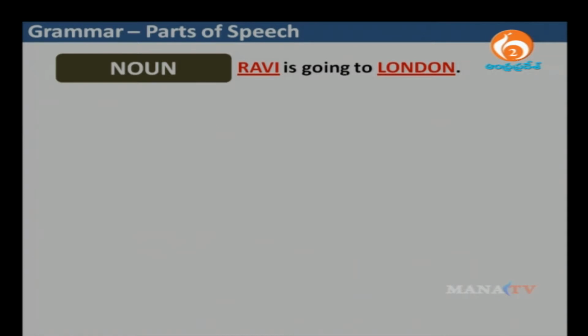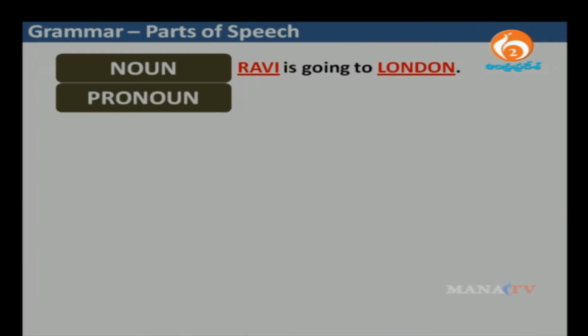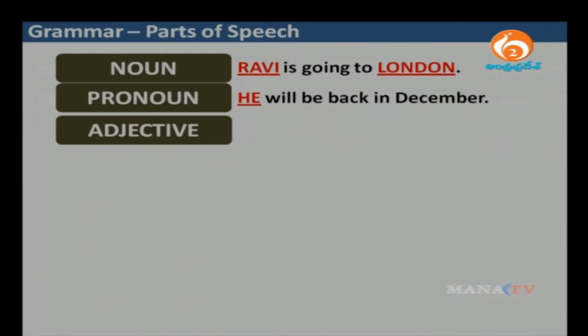Very common, we use noun. Ravi is going to London. Here Ravi and London are nouns. The next one is pronoun. Pronoun is something that replaces the noun. For example, he will be back in December. Then we have adjective. What do we mean by adjective? Something that qualifies or defines the noun or pronoun.